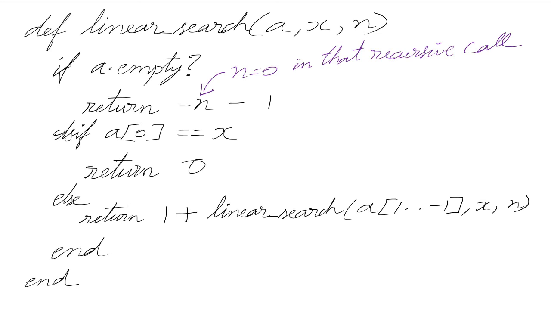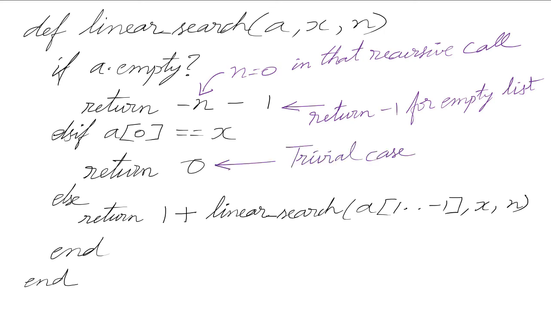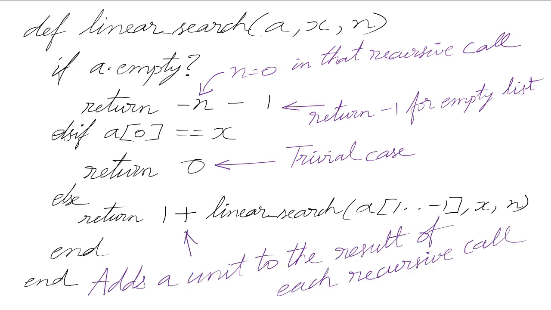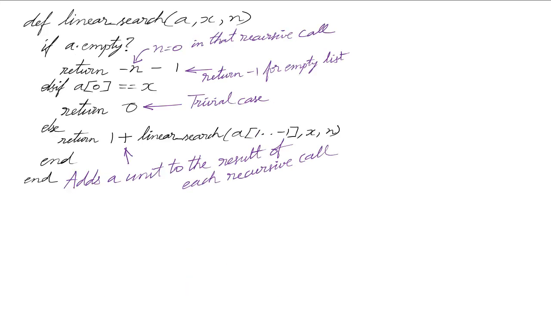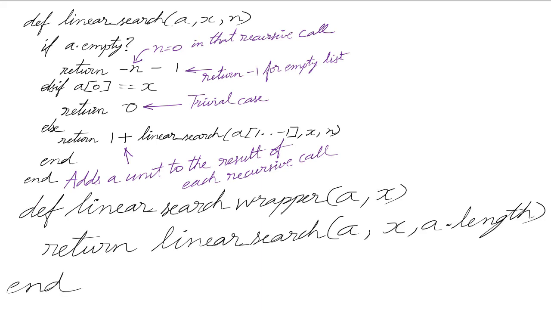So if A is empty, we will be returning -1 as the result, which means we did not find the element. If the element is in the beginning of the list, we found the index of the element, and this is the trivial case. So you can see we add a unit to the result of each recursive call. So we will have a linear search wrapper that takes two arguments, and we will call the linear search method, and we will seed this n to the length of the array.